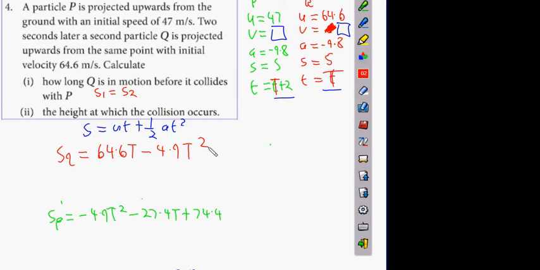As discussed, S1 equals S2. Put them equal to each other. Oh, sorry, the last one is plus 74.4, excuse me. Okay, so then we put them equal to each other.